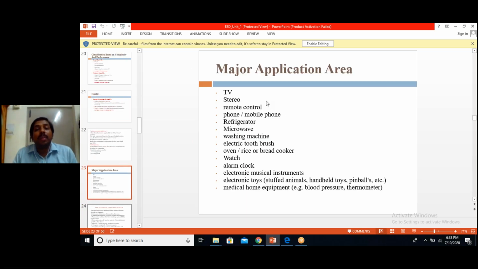Coming to the major application areas: the televisions, the stereo, remote control, phone, mobile phone, refrigerator, microwave, washing machine, electric toothbrush, microwave ovens, watches, alarm clock, musical instruments, toys, medical equipment. In all these areas we are using embedded systems.